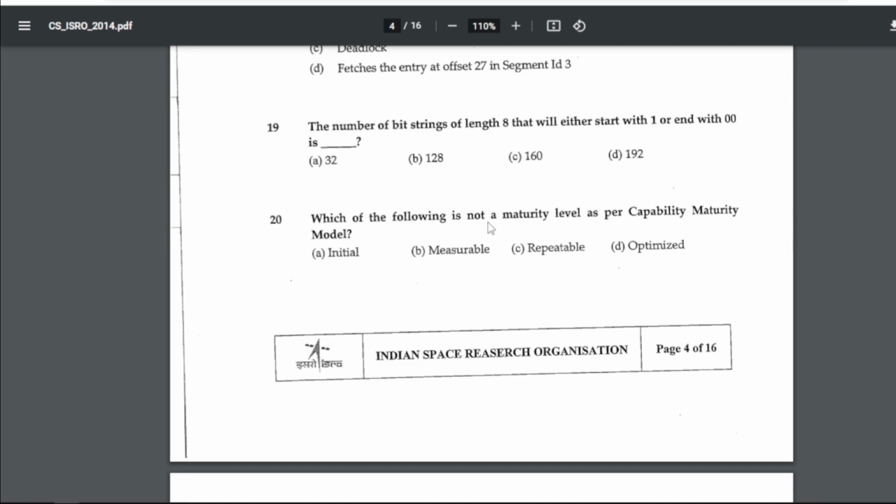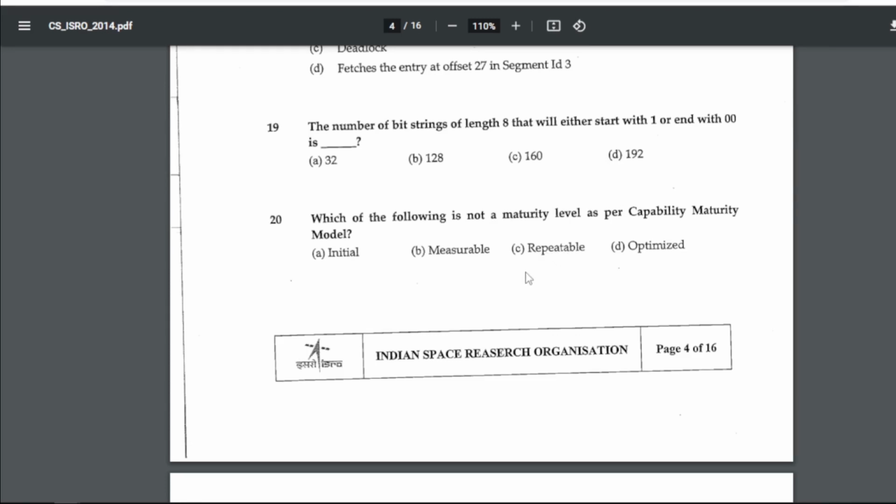Basically there are 5 levels of maturity in the capability maturity model, that is CMM. First is initial, then we have repeatable, right? Then we have defined, then we have managed or capable, we can say. Then the fifth is optimized, but measurable is not a level in that model.